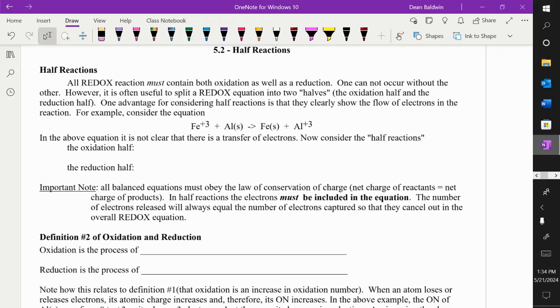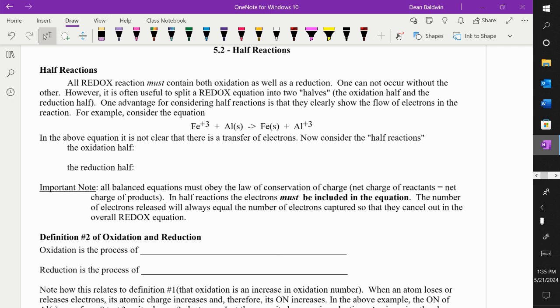Okay, half reactions. So here's our reaction: iron plus 3 plus aluminum solid goes to iron solid and aluminum ion plus 3. Okay, we've all seen this reaction before. We don't think anything of it, but it doesn't show everything that is happening, because this is a redox reaction. So there is a transfer of electrons.